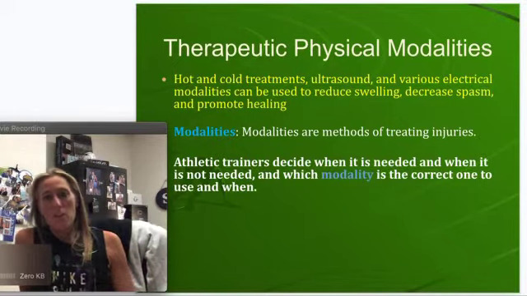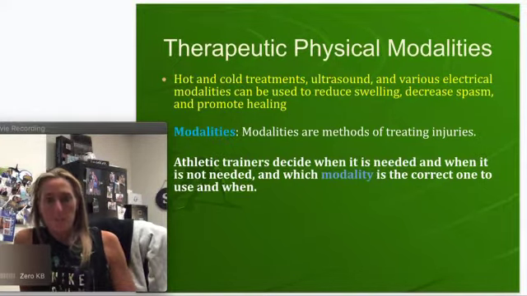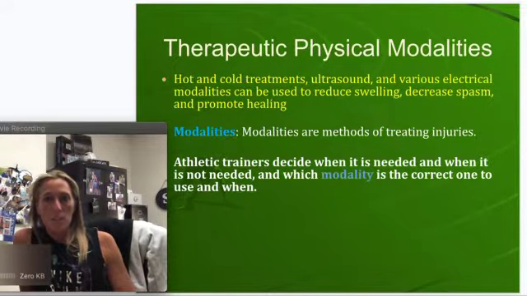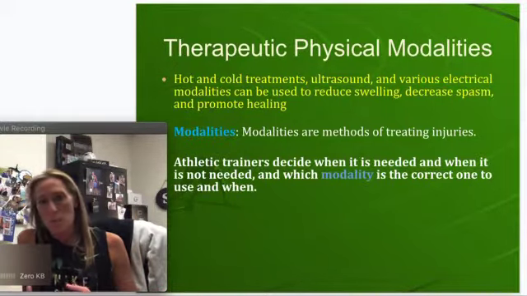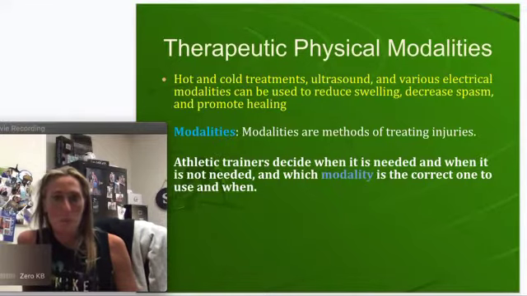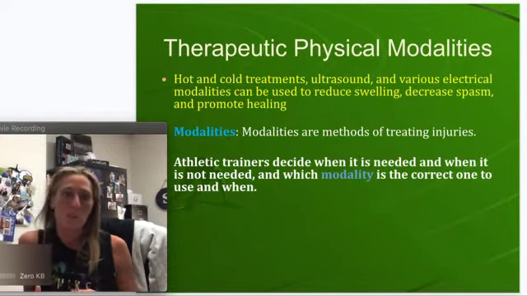So definition, modalities are methods of treating injuries. Athletic trainers decide when it is needed and when it is not needed, and which modality is the correct one to be used and when. So when do athletic trainers use heat? When do we use ice? We'll talk about those couple of things first, when you use compression, when you use elevation.